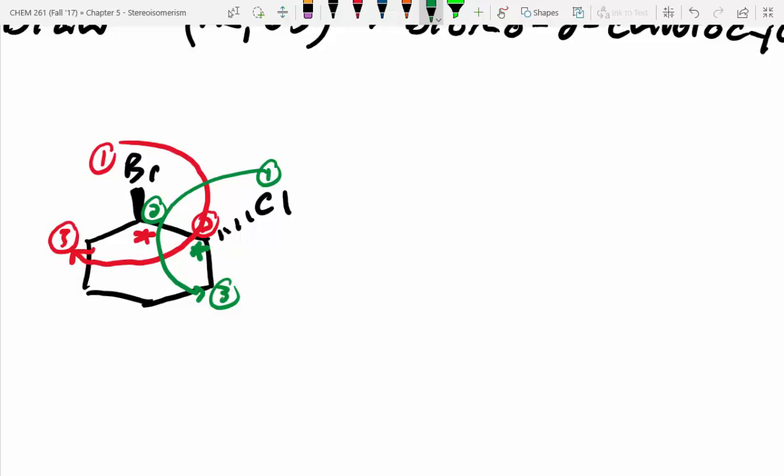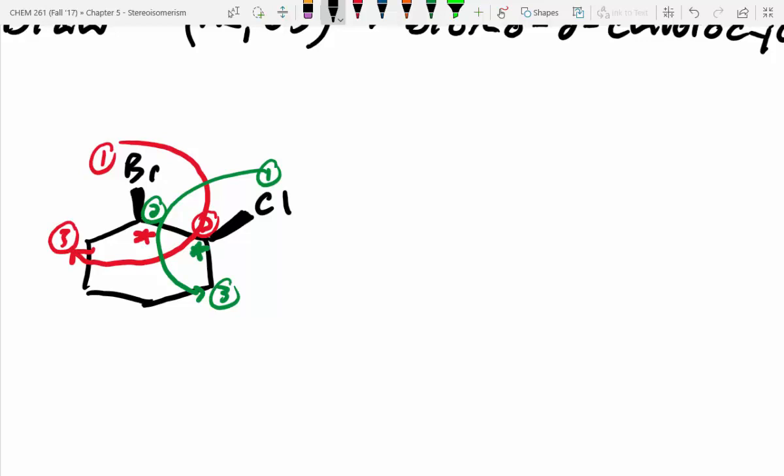Do we want it to be an R? No. So how should I fix this? Make it a wedge. That's why I like guessing and checking, is it's pretty easy to convert from an incorrect dash to the correct wedge. So I'll just go ahead and draw it like that. So now this looks like the correct molecule. It's as simple as that.